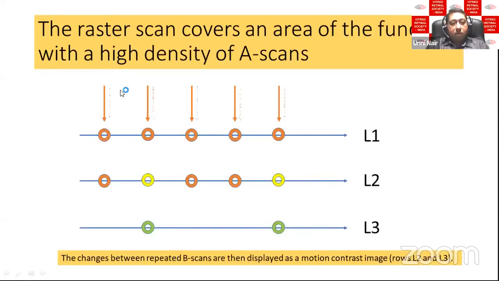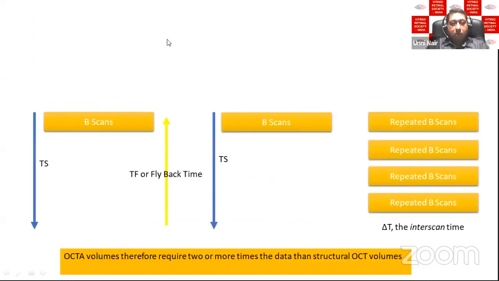What the OCTA does is that it repeatedly measures or analyzes each particular point. And when there is a movement or when there is a difference, that is highlighted, and it is changed to something called a motion contrast image. So the very basis of all OCT angios is this particular concept of the interscan time. It's really simple though important.